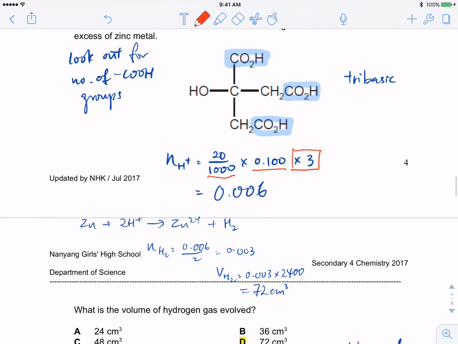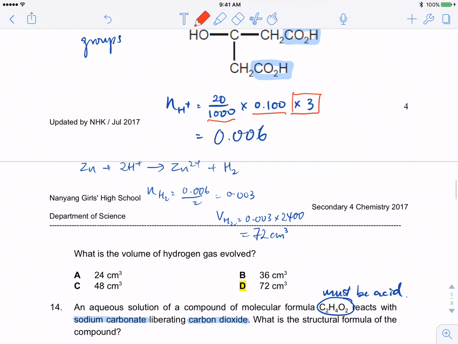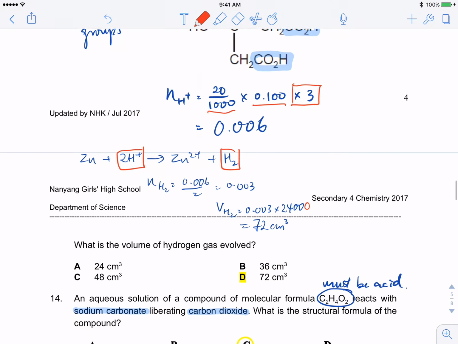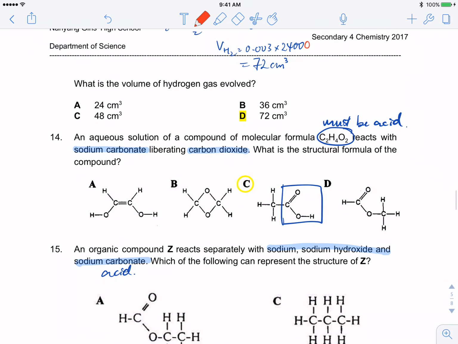This is 0.006. Now I wrote the ionic equation here for the reaction of zinc with hydrogen ions. So note that 2 hydrogen ions give me 1 hydrogen gas. Therefore, the number of moles of hydrogen gas is half the number of moles of H plus ions, so it's 0.003. The volume of hydrogen gas is then just multiplied by 24,000, which gives me 72 cm³.